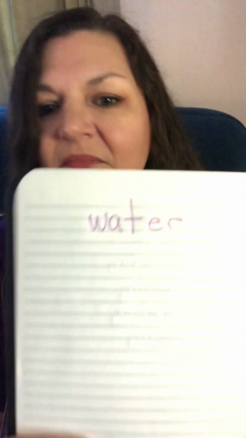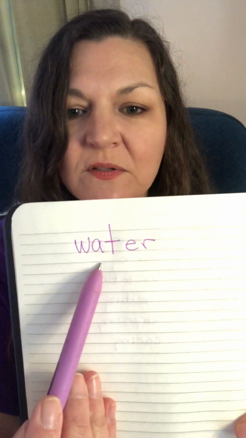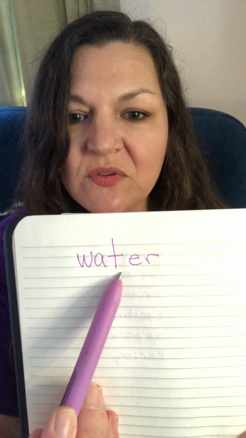In this particular case, we have the letter T in the middle of the word, in between two vowels. And these words end with an ER. So if we were looking at the word water, I will write the word water, W-A-T-E-R. So we have the two vowels, the letter T in between, and an ER at the end.